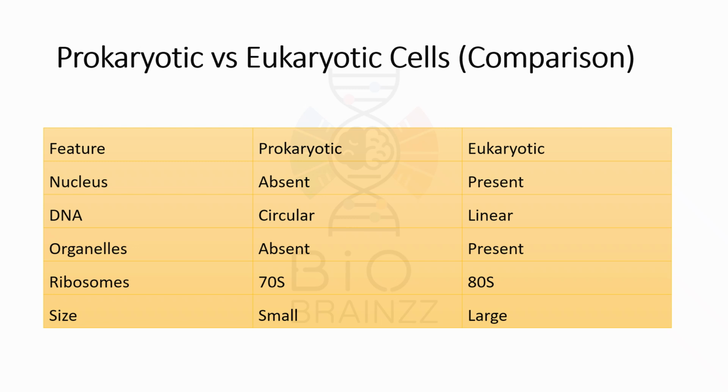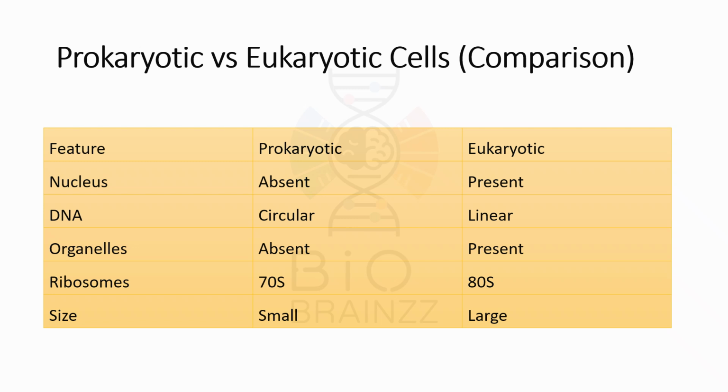Now, this slide gives a direct comparison between prokaryotic and eukaryotic cells, which is very important for revision. Prokaryotic cells do not have a nucleus, while eukaryotic cells have a proper nucleus. Similarly, DNA is circular in prokaryotes and linear in eukaryotes. Also, prokaryotes lack organelles, while eukaryotes have them.